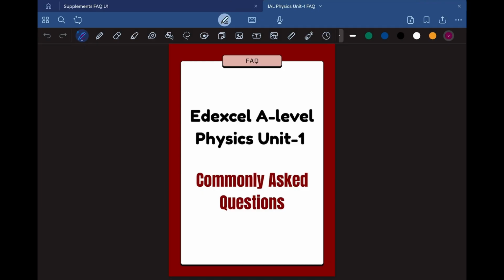Today we will be solving some of the most important, difficult, and commonly asked questions from Edexcel level Physics Unit 1 to help you prepare effectively for your upcoming sessions. Let's get started.